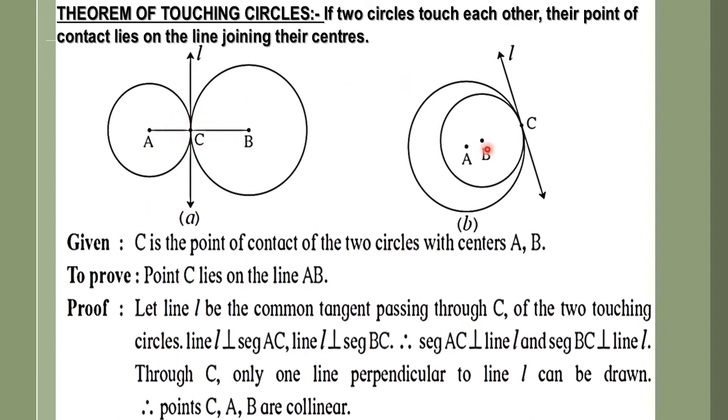Similarly here, in the second case, if you join AB, now AB here we need to extend the line. Since it is internally touching, C is outside AB.